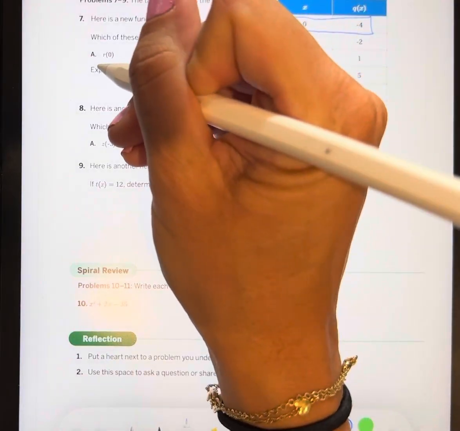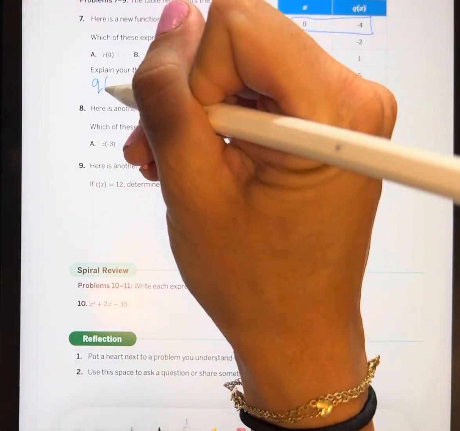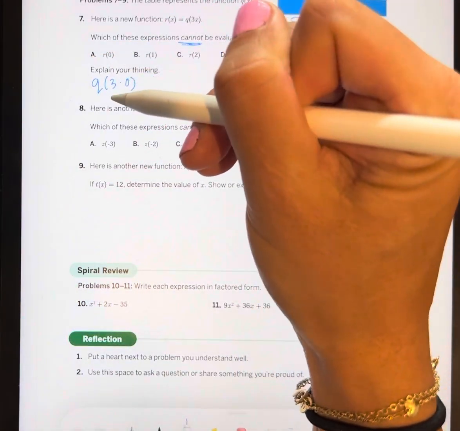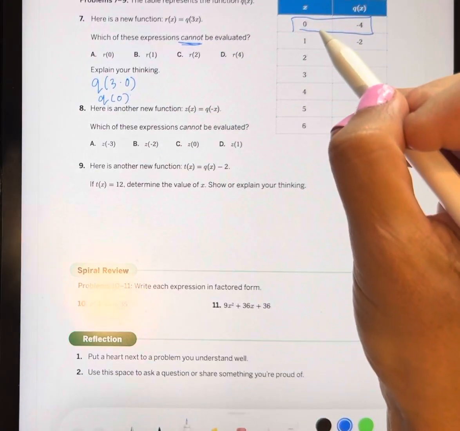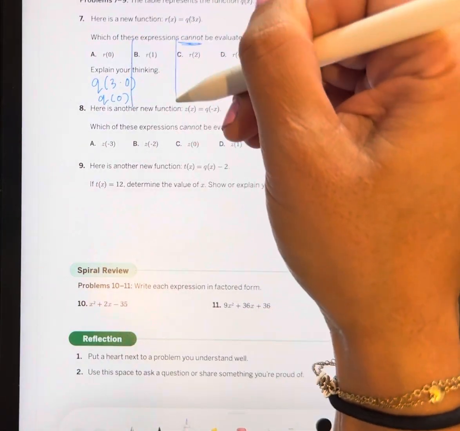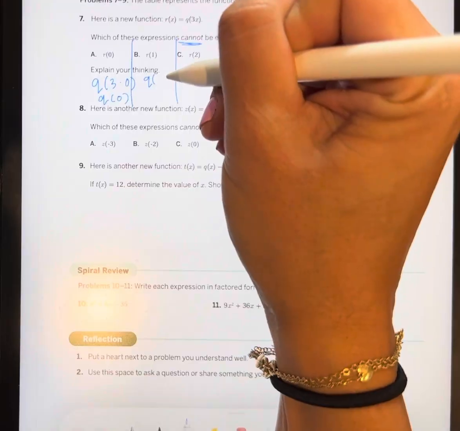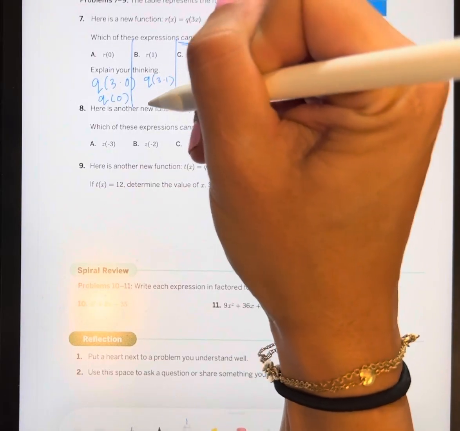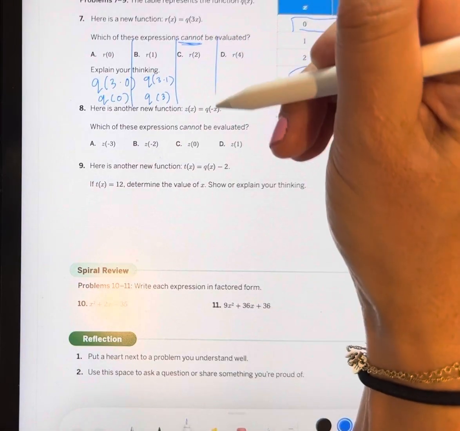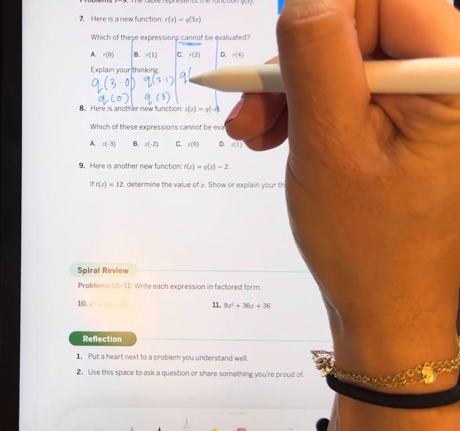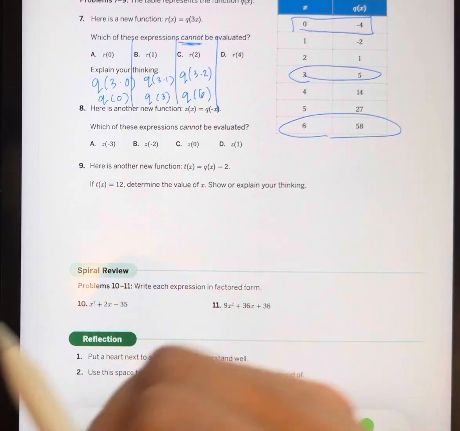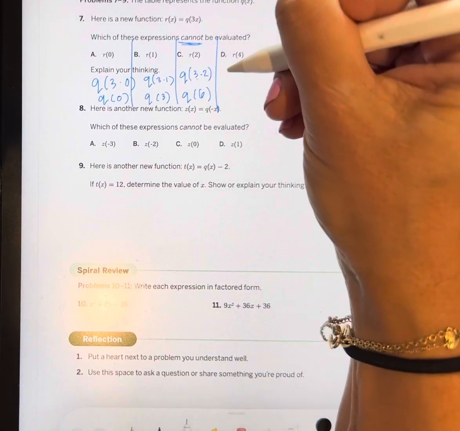Okay? So here's the deal. I'm doing q of 3 times whatever this number is. So in this case, 3 times 0. That's q of 0. It's on the chart, so I can evaluate it. Let's look at this one. Q of 3 times 1. That's q of 3. 3's on the chart. I can evaluate it. Q of 3 times 2. That's q of 6. 6 is on the chart, so I can evaluate it.